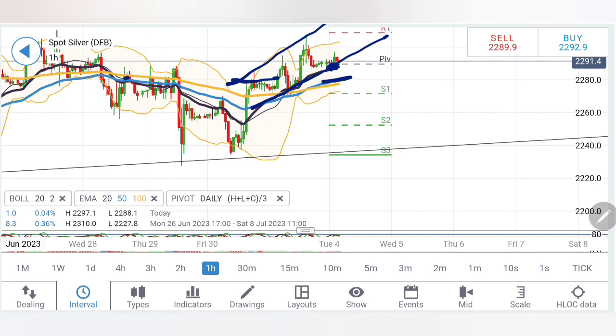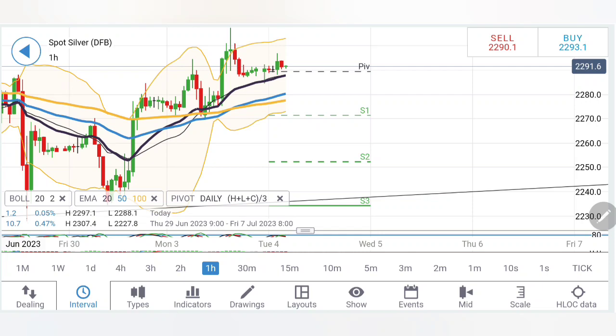You can see previously this was the resistance. Now it is going to be the support, 22.80 and 22.70. These are the two critical numbers. Below that, a little more bearishness is going to be seen.